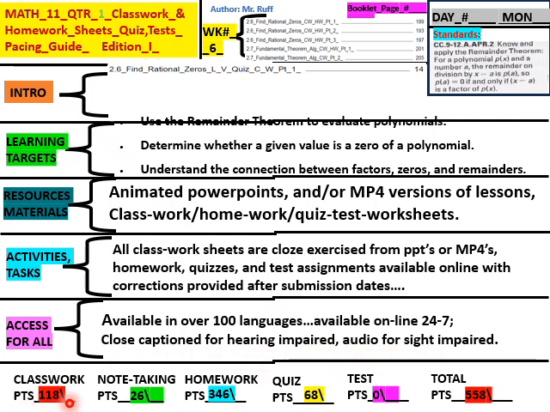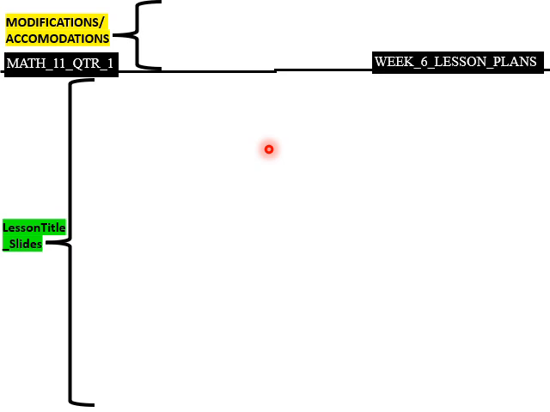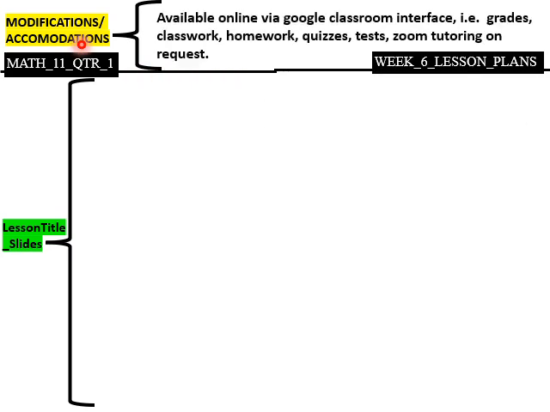Classwork is 118 points, note taking is 26 points. Homework is 346 points, quiz is 68 points. 0 test points, this comes to 558 points for week 6. And then modifications and accommodations available online via Google Classroom interface. That is grades, classwork, homework, quizzes, tests, Zoom tutoring on request.